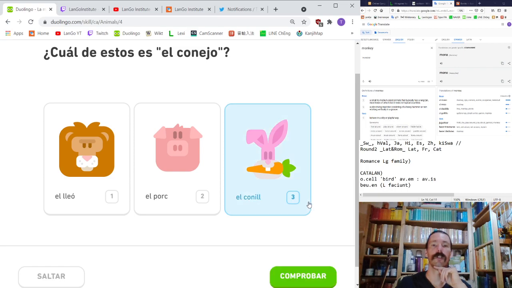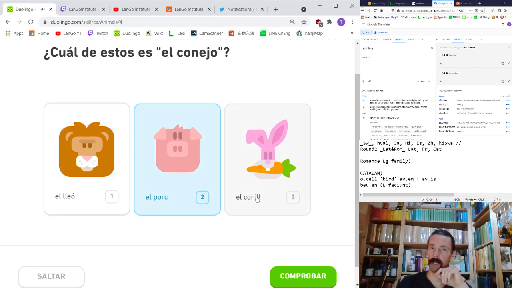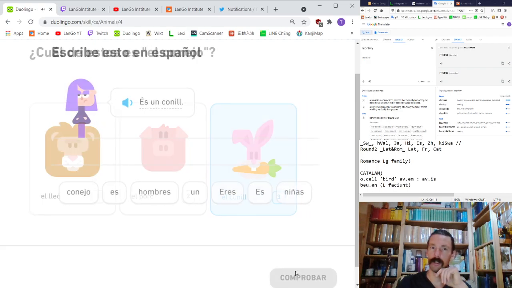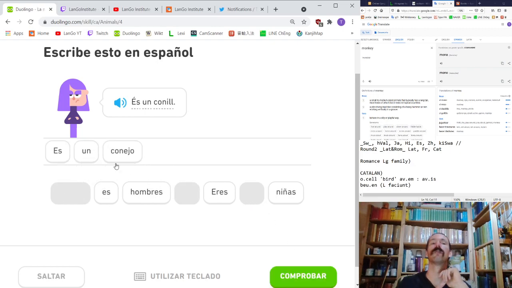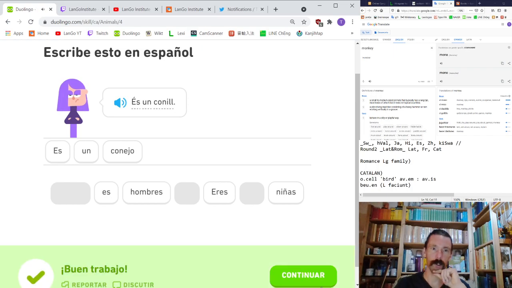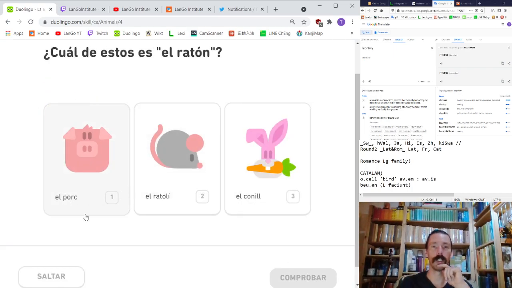Conejo. El conill. El porc. És un conill. És un conejo. So, the ll corresponds to the j from an older j in Spanish. Conejo. Okay, el ratón. El porc. El conill. El ratolí.